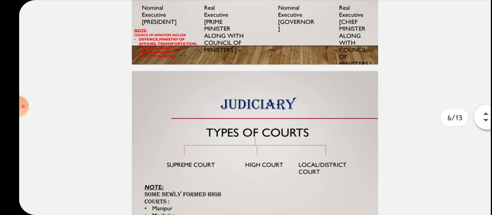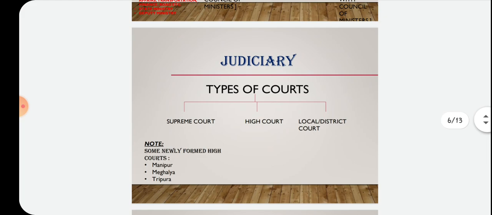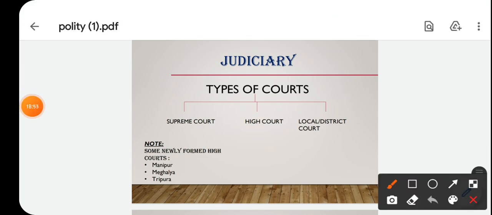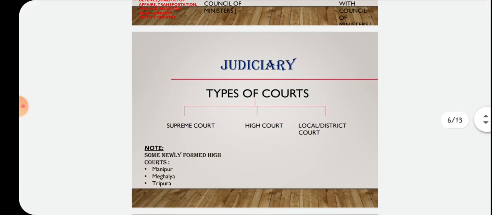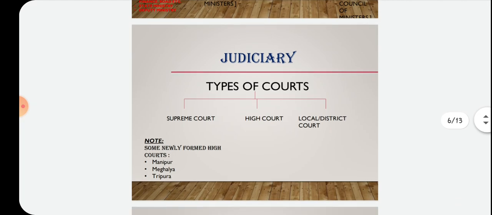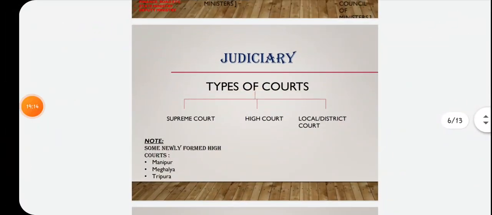Moving forward to the third pillar on which government is formed, it is known as the judiciary. What is the judiciary? What is the role of the judiciary? The judiciary is a body which serves justice according to the law made by the legislative and according to the law enforced by the executive. Okay, this is the role of the judiciary.